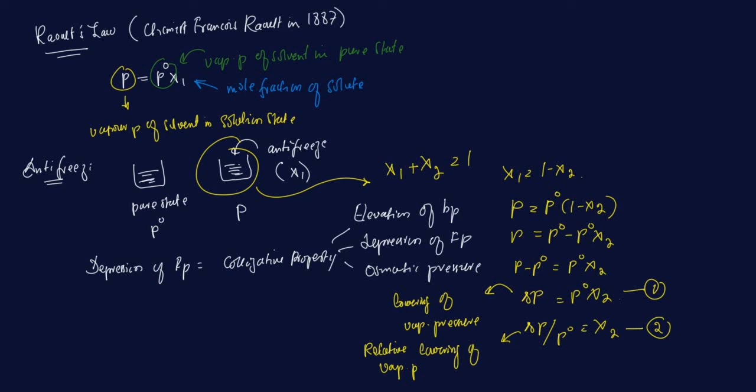So this is all about Raoult's Law, which tells us how the vapor pressure of one component decreases with respect to the mole fraction or the quantity of solute which we introduce into the solvent. Furthermore, we also studied colligative properties, which are those properties which depend upon the number of solute particles rather than their nature. So whether there is elevation of boiling point, depression of freezing point or osmotic pressure, all these are colligative properties.